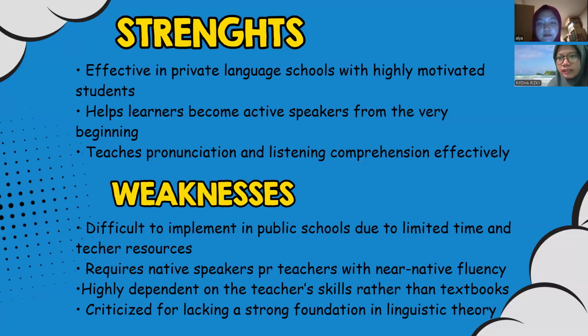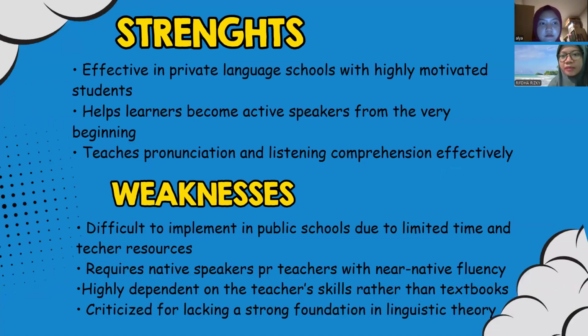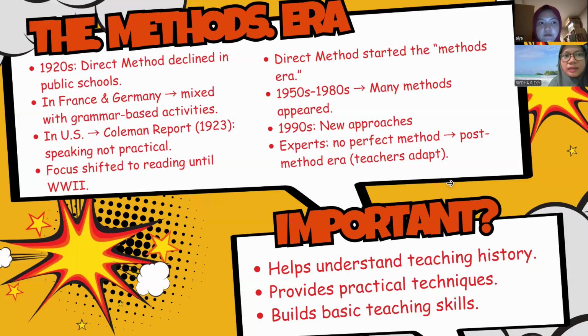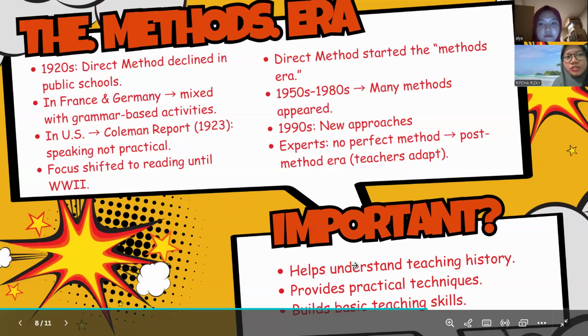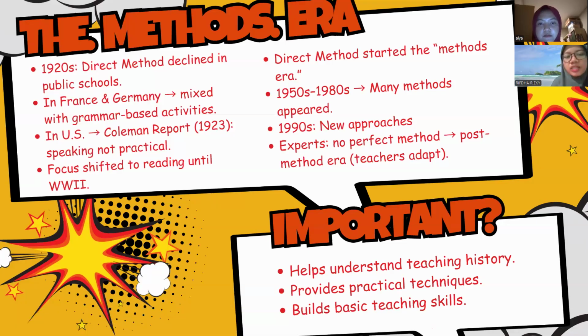All right, the next sub-material, or the last sub-material, will be explained by me. The last is about the methods era. As you can see on the screen, in the 1920s, the direct method declined in public schools. The method was hard to apply in regular schools because it required very skilled teachers and ideal conditions. And in France and Germany, they mixed it with grammar-based activities.